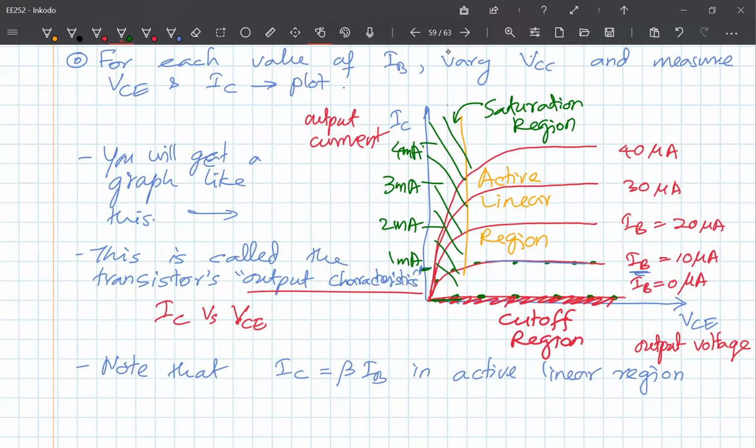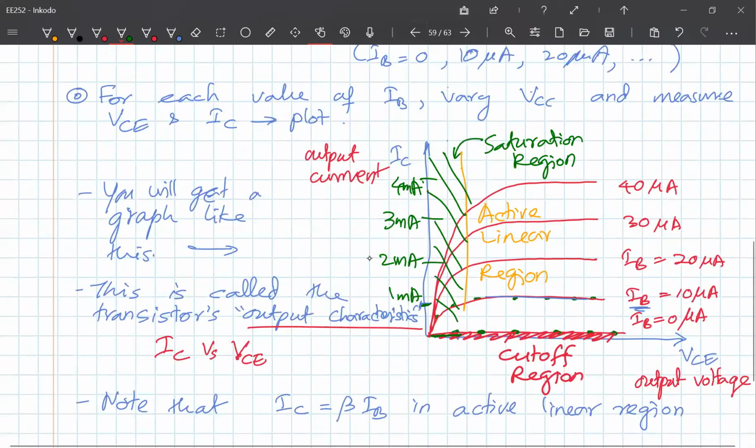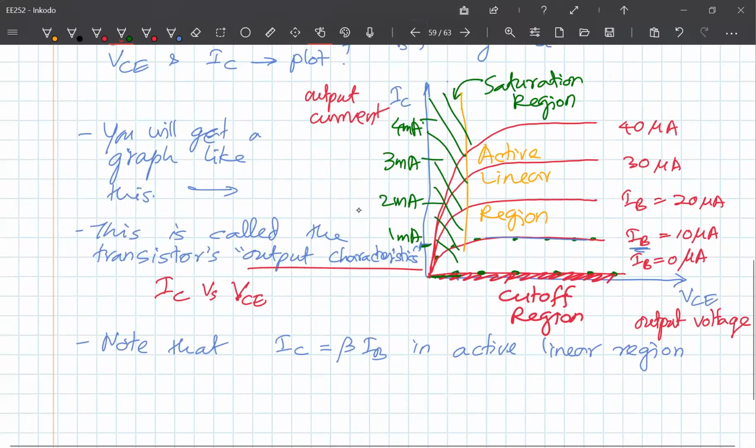So this is what we call the transistor output characteristics. We can clearly see three regions here.